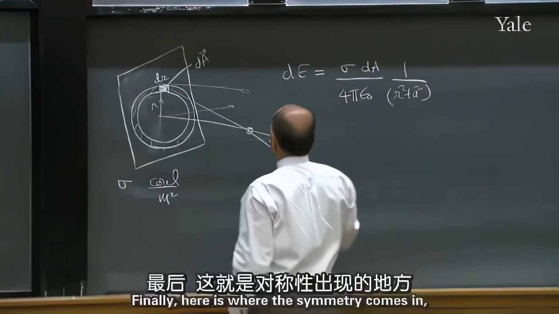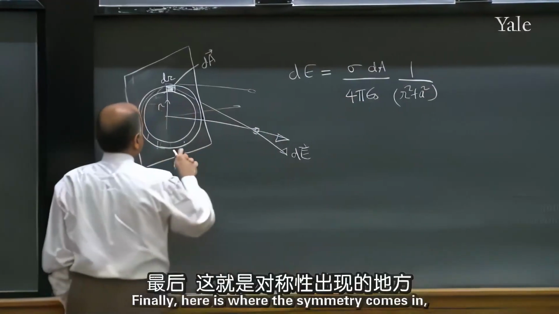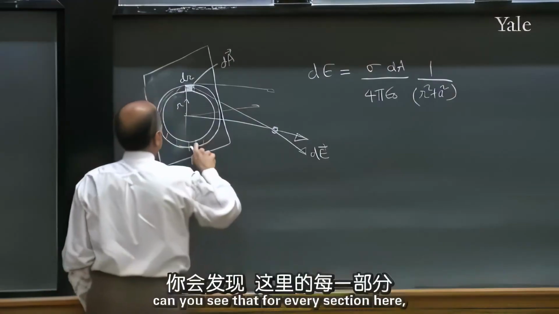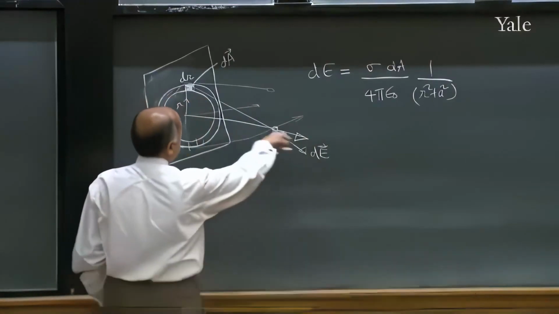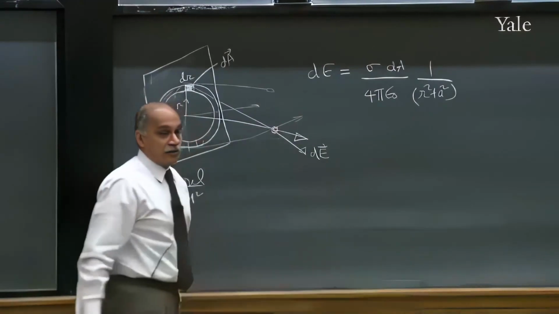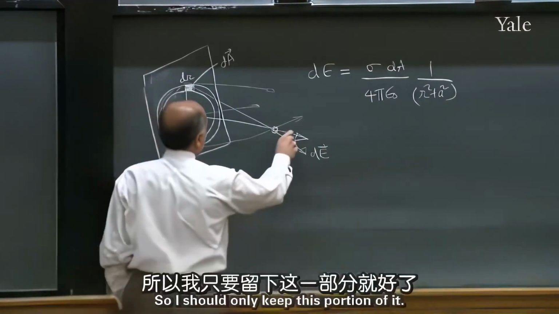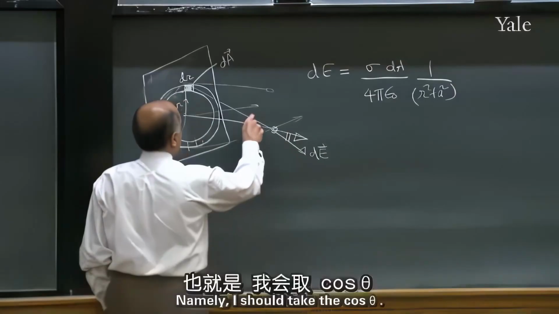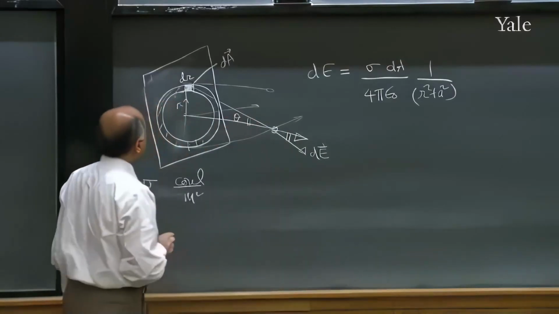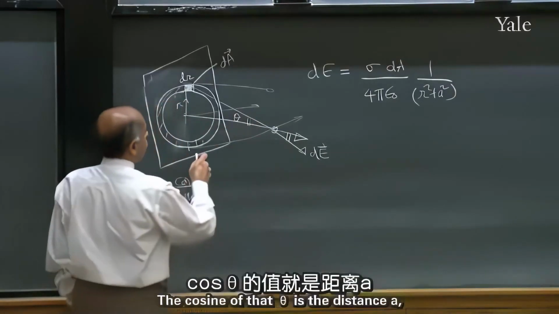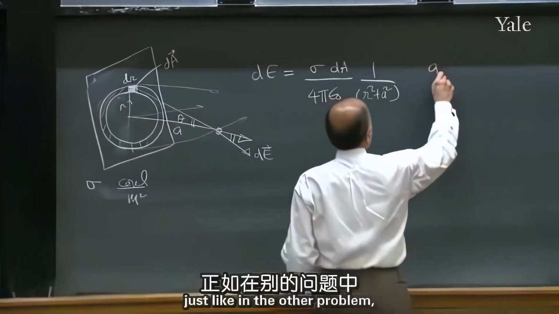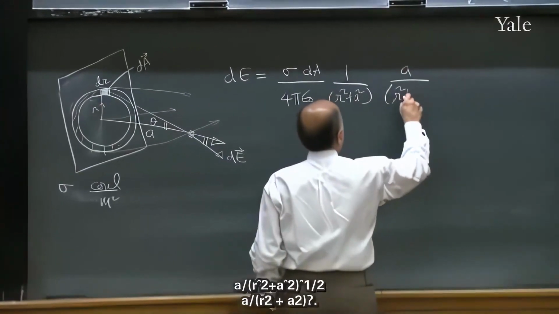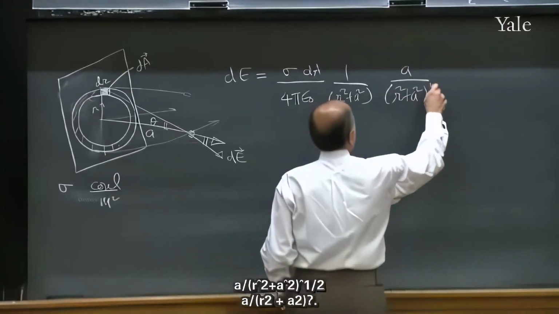Finally, here is where the symmetry comes in. Can you see that for every section here, I can find an opposite section that will cancel everything but the part perpendicular to the plane. So I should only keep this portion of it. Namely, I should take the cosine of that theta. And the cosine of that theta is the distance a, just like in the other problem, a divided by (r squared plus a squared) to the 1/2.